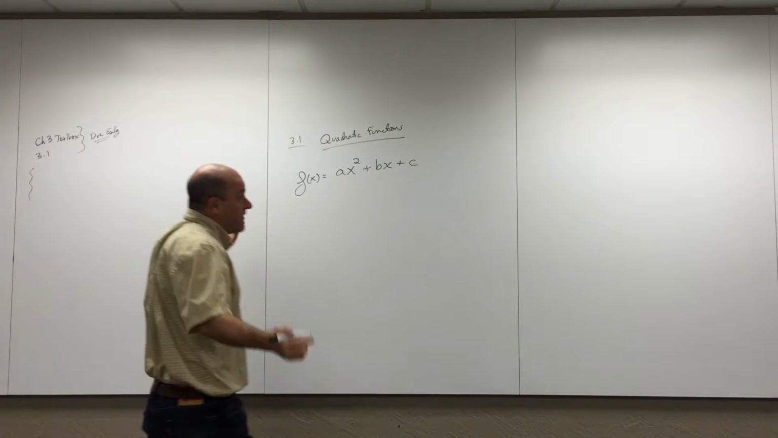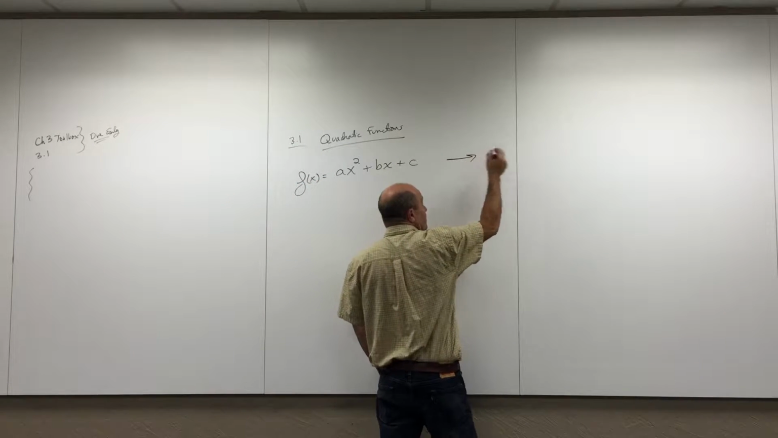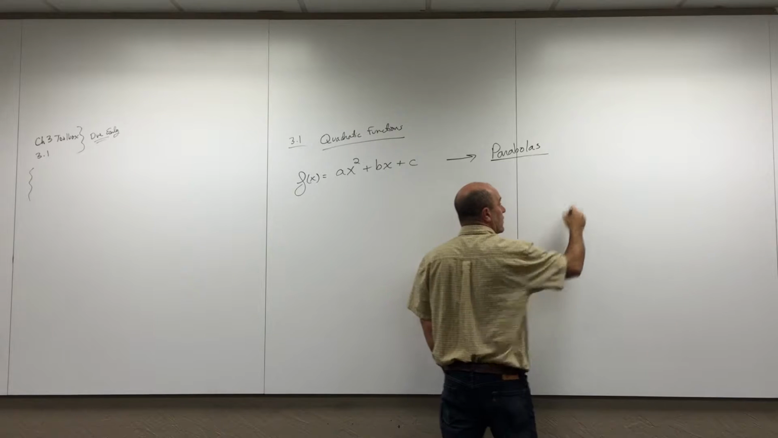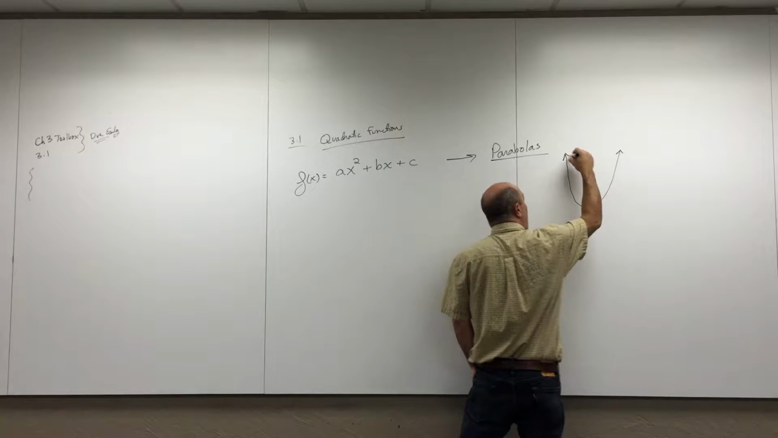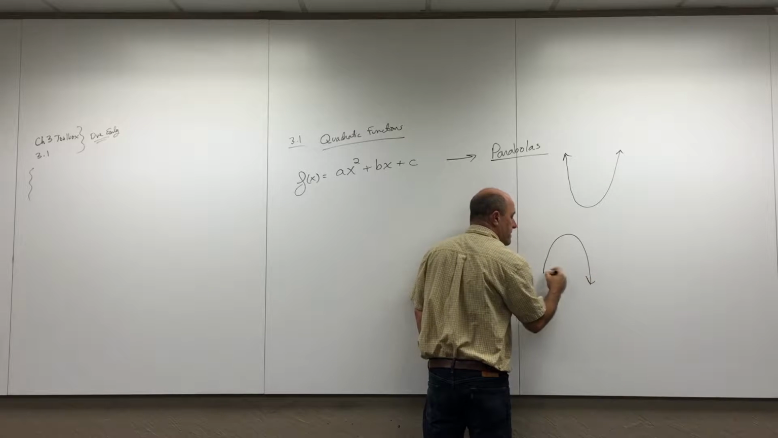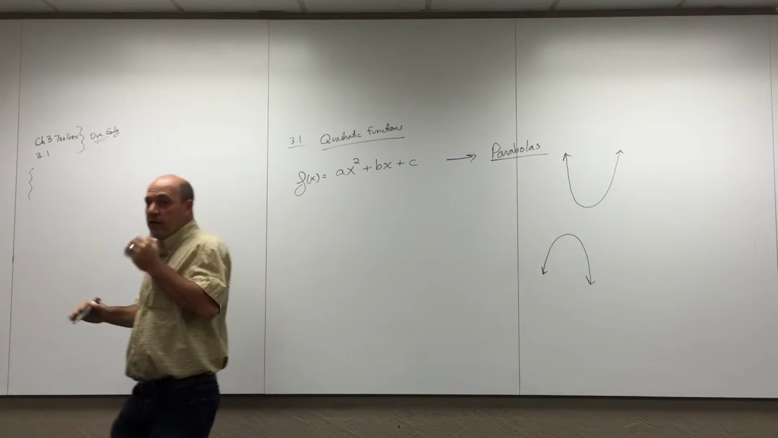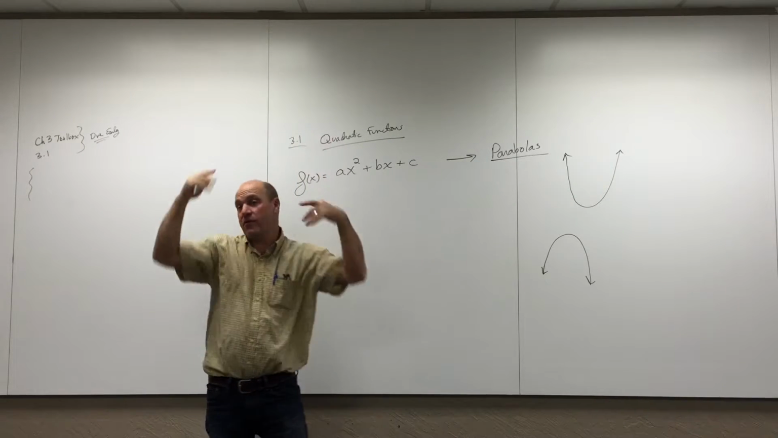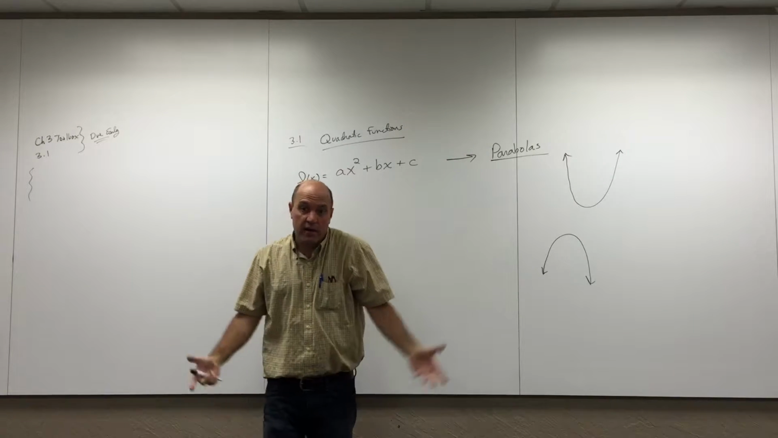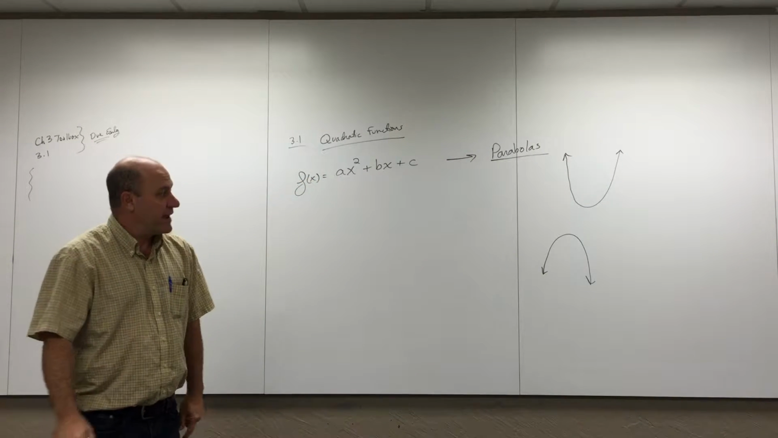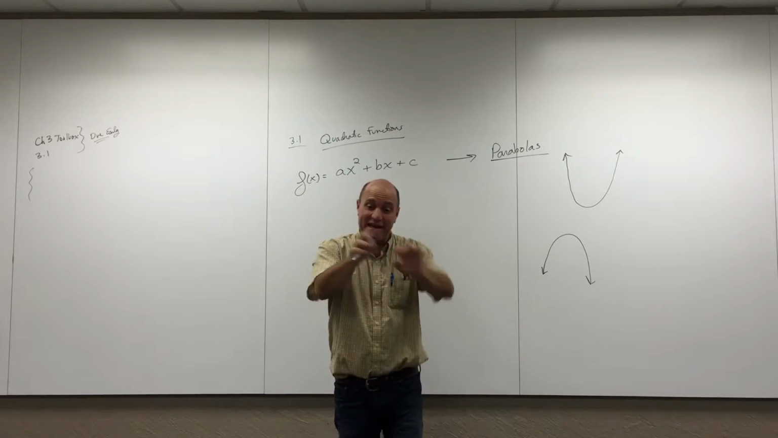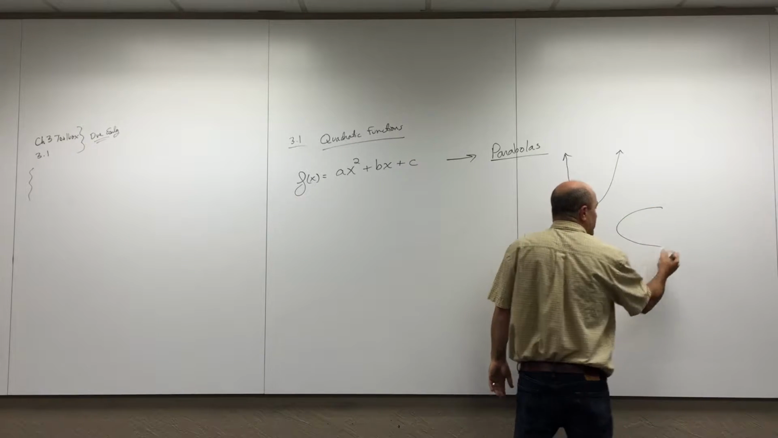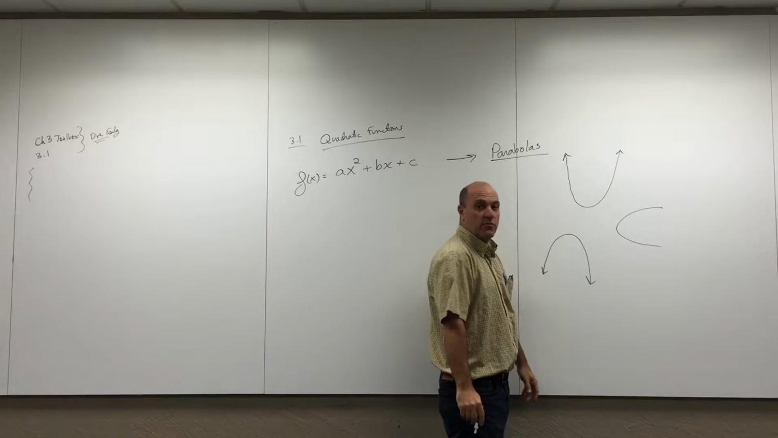It's not a line, and in fact what it is is a parabola. These are called parabolas. They look like this, or they look like this. We say they open up, or they're upside down and they open down. There are parabolas that open sideways, but we're not going to study those.